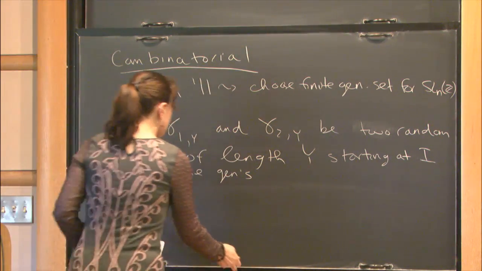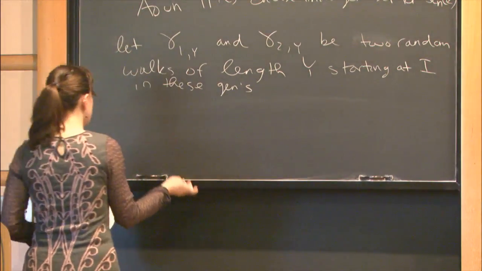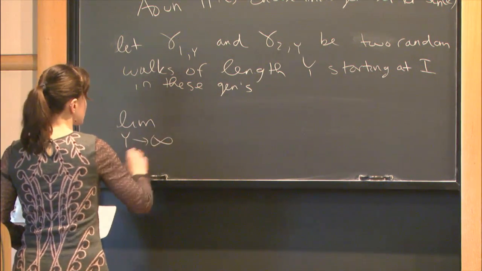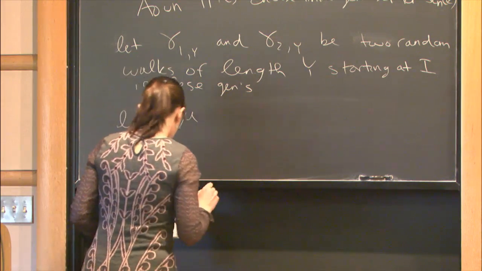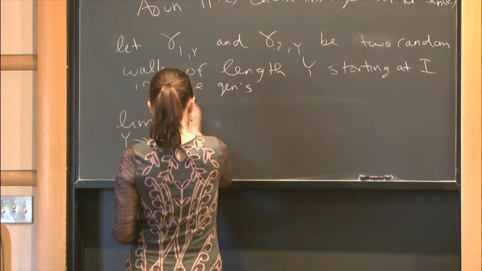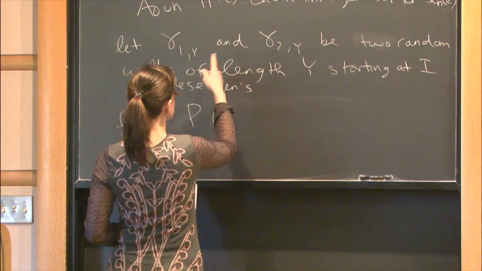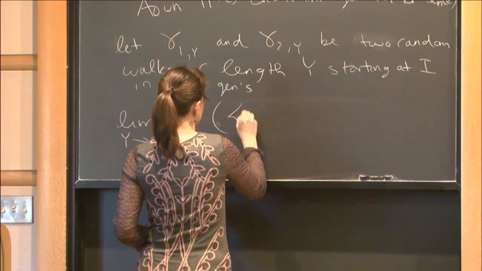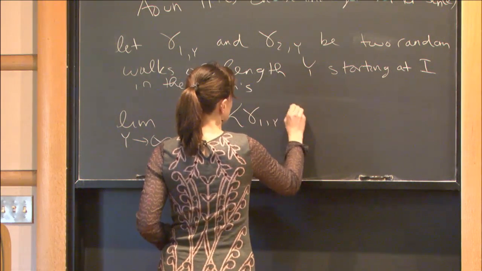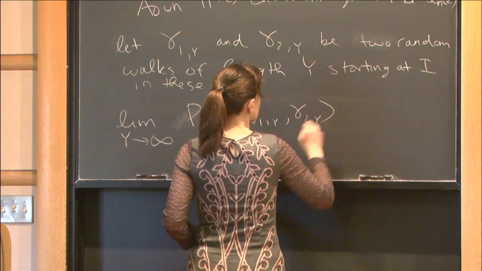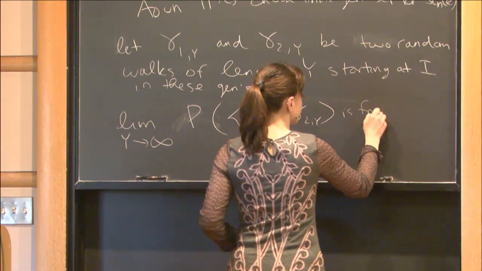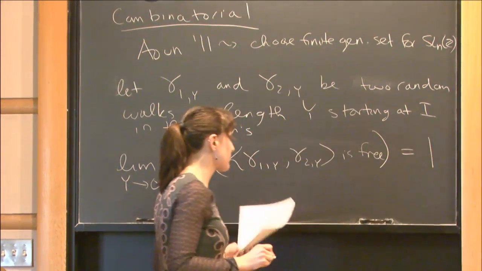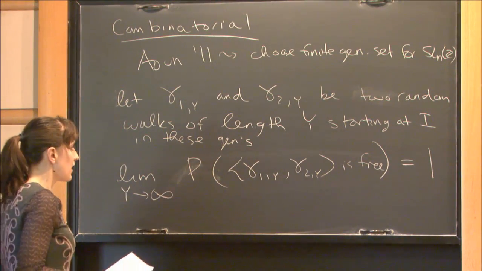And so the question that he considers is: what is the limit as y tends to infinity of the probability that gamma_1y and gamma_2y generate a free group? That is, the group generated by them is free. He shows that this is 1. So this probability tends to 1.